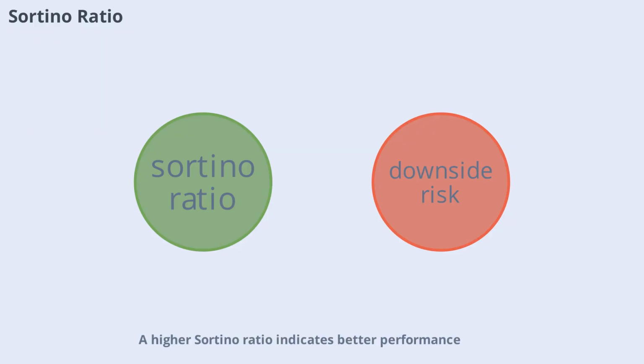A higher Sortino ratio indicates better performance relative to the risk of losing money. This metric is particularly useful for conservative investors who are more concerned about minimizing losses than maximizing gain.